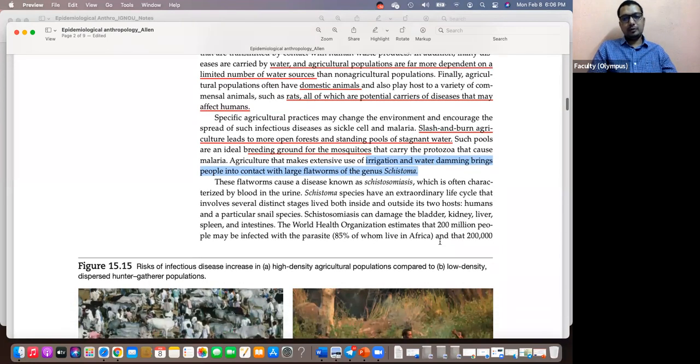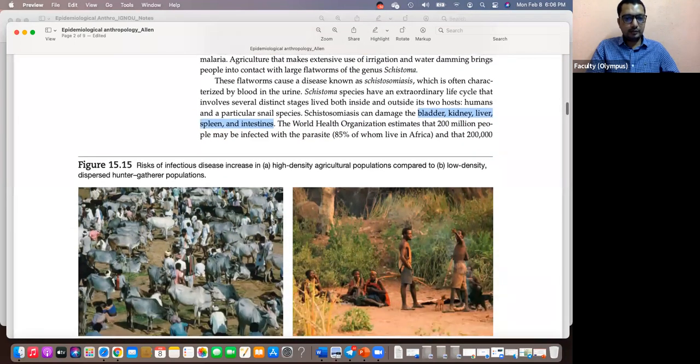As per WHO, about 200 million people may be infected with schistosomiasis. 85% of the people living in Africa, as per WHO, got the schistosomiasis infection, which can damage various parts of our body: bladder, kidneys, liver, spleen, intestines. It is a multi-system disorder. It can actually affect multiple different systems.